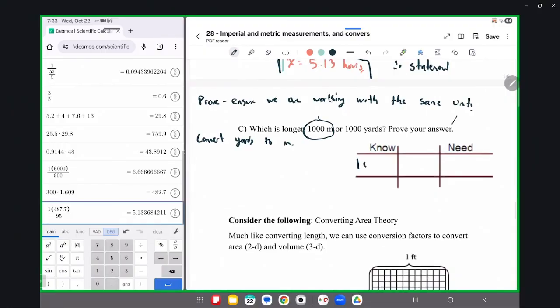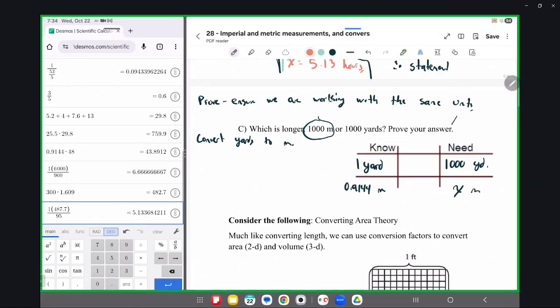So 1 yard is equal to 0.9144 meters. And we're curious to know how many meters is 1,000 yards. Since we have to convert one to the other, it doesn't matter whether we convert the 1,000 meters to yards or the 1,000 yards to meters. We just want to be very clear about which one we're doing. So let's convert the 1,000 yards to meters.